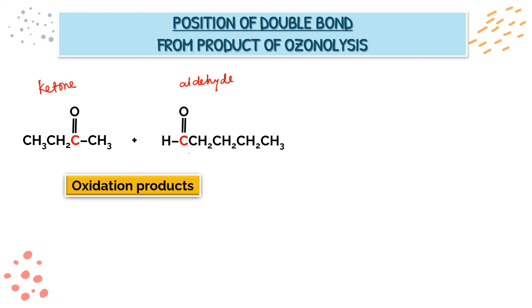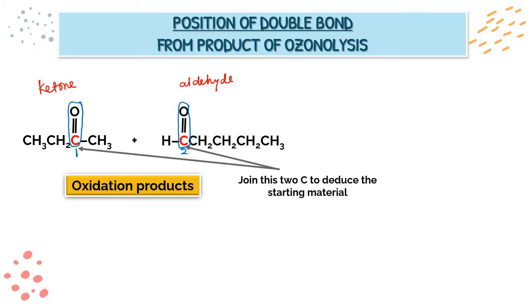You need to focus on the position of the carbonyl group. So this is the position of the carbonyl group, and this is the position of the carbonyl group. So label this carbon. What do I mean by this? Let's say in this ketone, I labeled it as number 1, and then this one as number 2.